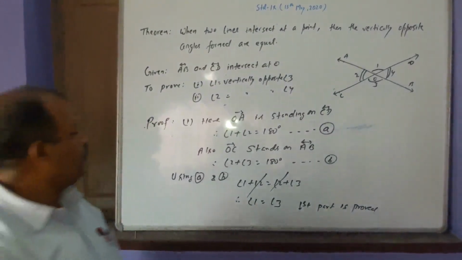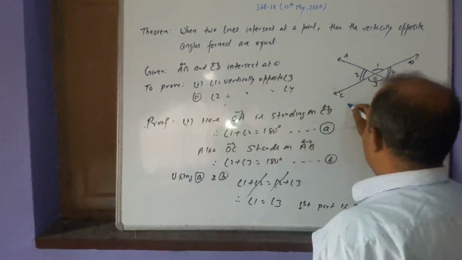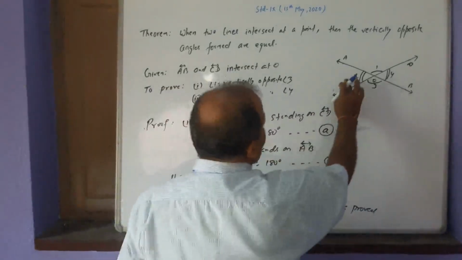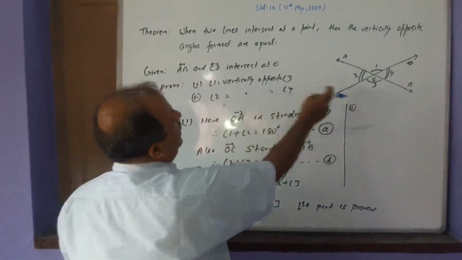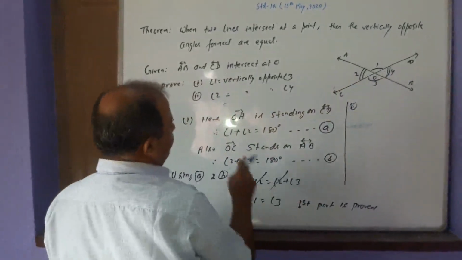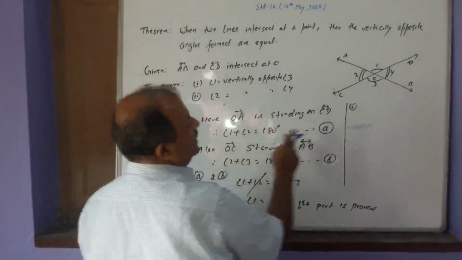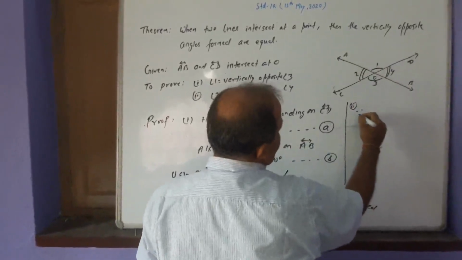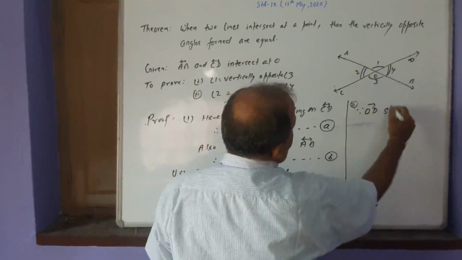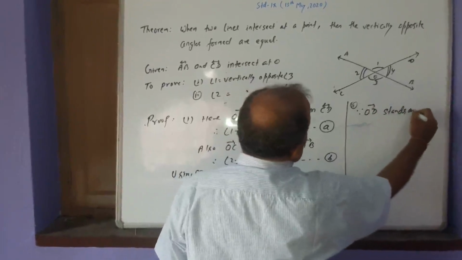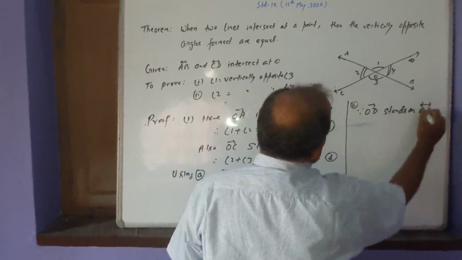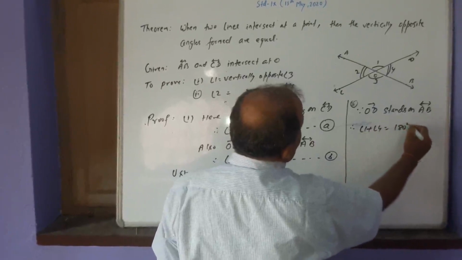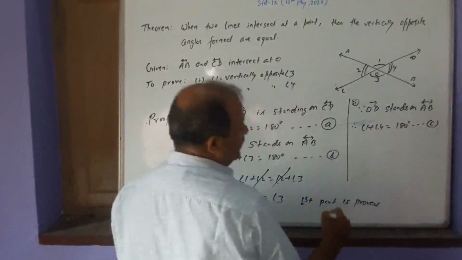Now we have to prove the second. Now we have to prove angle 2 is equal to vertically opposite angle 4. We have already proved 1 plus 2 is equal to 180. Now we have to prove 1 plus 4 is equal to 180. Since OD stands on AB, therefore angle 1 plus angle 4 is 180. This is the equation C.